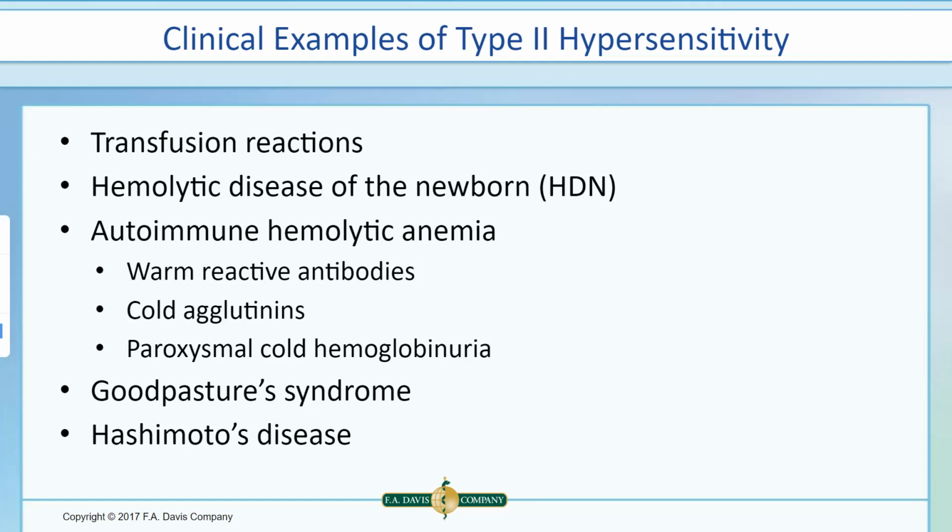Clinical examples would be transfusion reactions. So certain patients can only receive blood from certain blood types. And that's due to the antigens on the surface of their blood cells and the antibodies that they produce against foreign antigen.